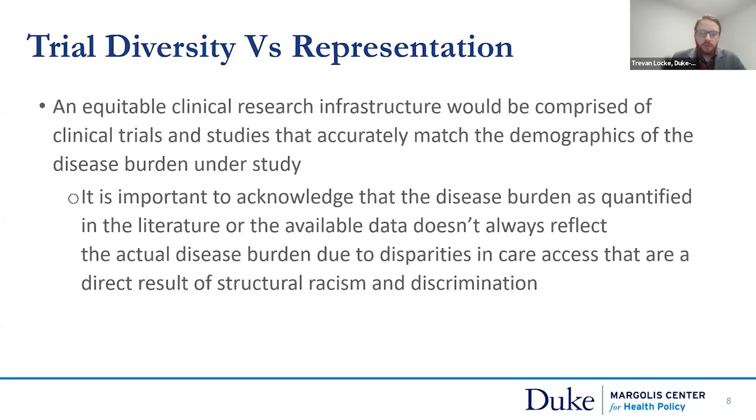With that being said, it's important to note that an equitable clinical research infrastructure should be comprised of trials and studies that accurately match demographics of the disease burden under study. With the caveat that it's important to acknowledge that the disease burden as quantified in the available literature and data is not always reflective of the actual disease burden because of historic and current structural racism and discrimination, limiting our ability to truly understand the impact of at least some disease areas. Next slide.